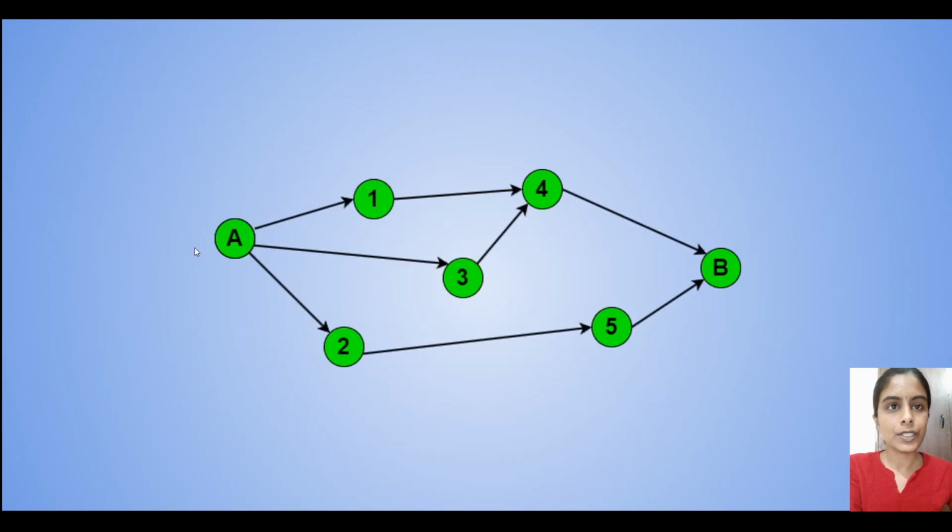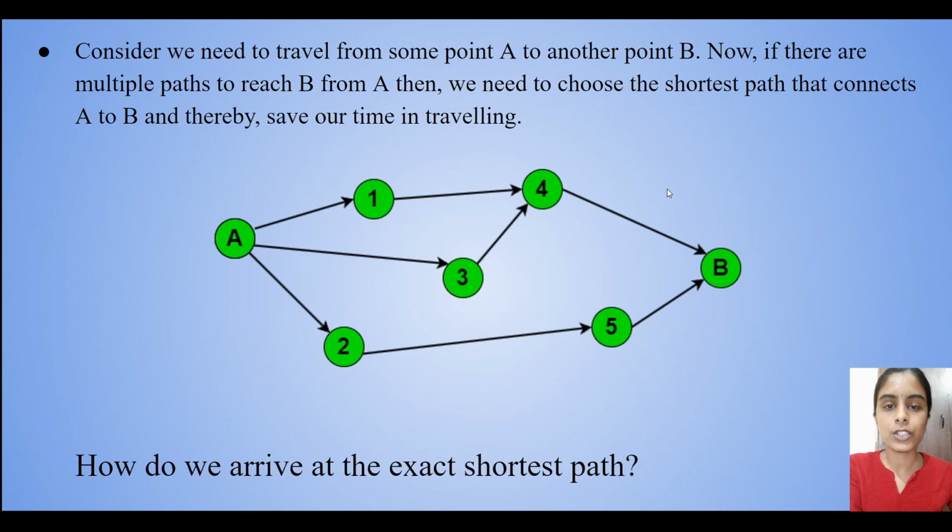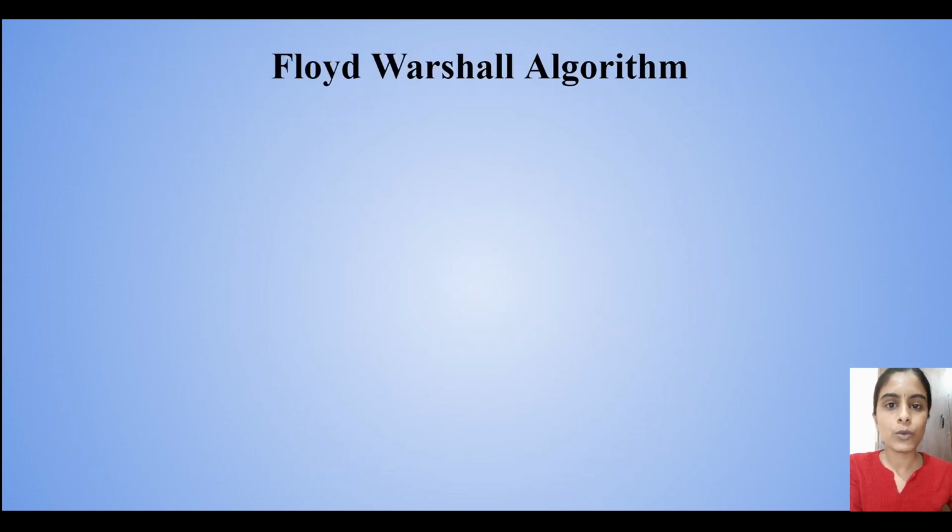Consider two locations A and B. Say we need to travel from A to B. Now, if there are a number of intermediate locations to be passed through while traveling from A to B, then the optimal choice would be to take the shortest path, and thereby we can save our time in traveling. So, how exactly do we find the shortest path? That is where Floyd Warshall's algorithm comes into play.